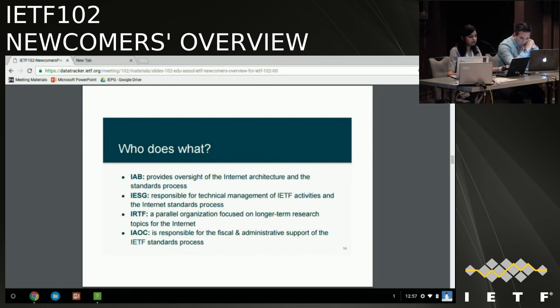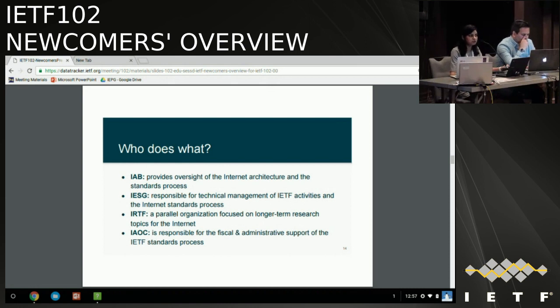Then we have the IRTF, Internet Research Task Force. This one is more related to the longer-term research issues that are important to the Internet, as opposed to the parallel organization IETF, which is more focused on the immediate standardization and engineering topics. They're more short-term focused, whereas the research groups are more focused on the long-term projects that are important for the evolution of the Internet. And we have a number of focused and long-term research groups here.